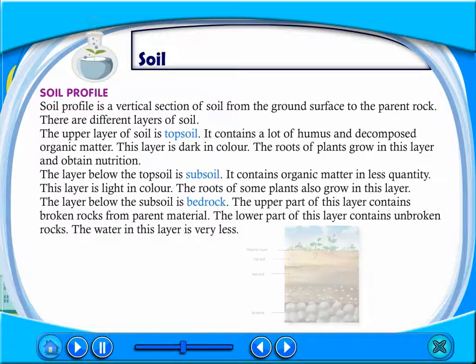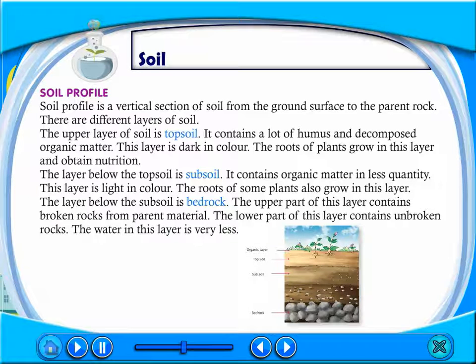Soil profile. Soil profile is a vertical section of soil from the ground surface to the parent rock. There are different layers of soil. The upper layer of soil is topsoil. It contains a lot of humus and decomposed organic matter. This layer is dark in color. The roots of plants grow in this layer and obtain nutrition.